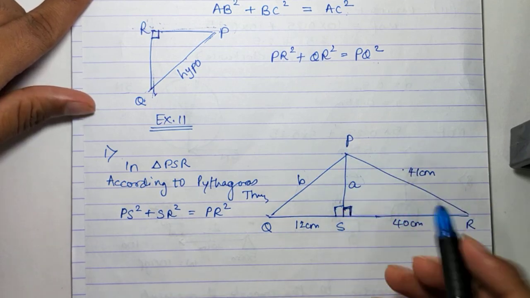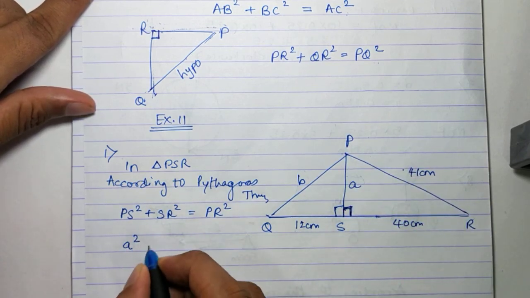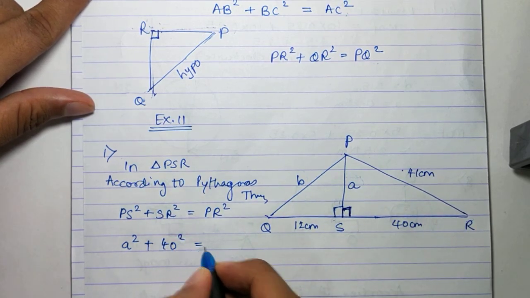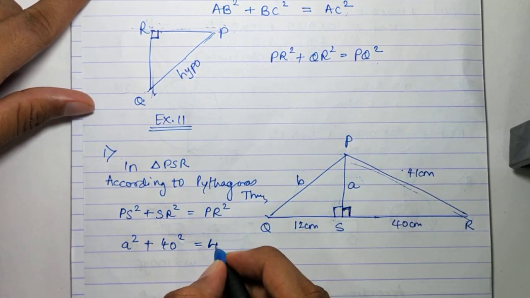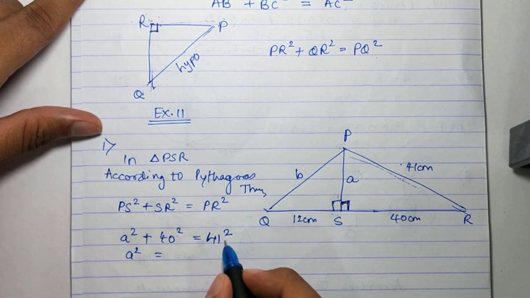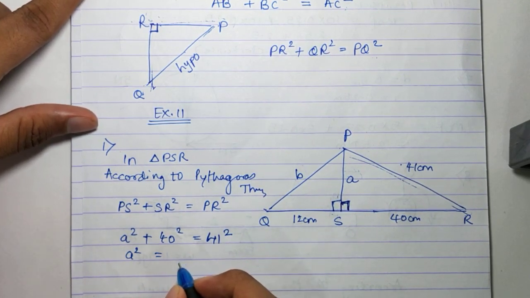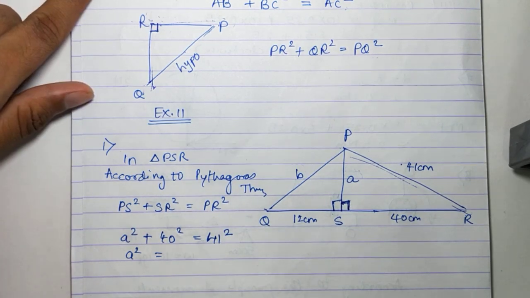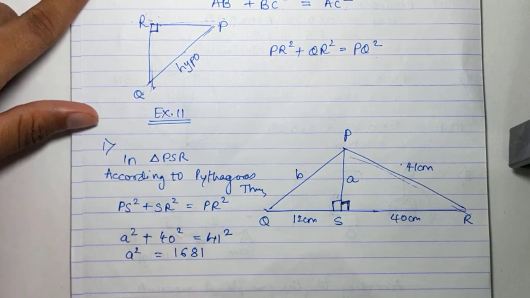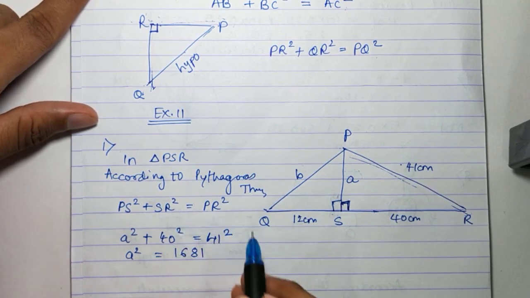What is PS? PS is A square plus SR is 40 square, and PR is 41 square. So A square equals 41 square minus 40 square. What is the square of 41? Try to find it out. It is 1681. And this 40 square will come on the right hand side.